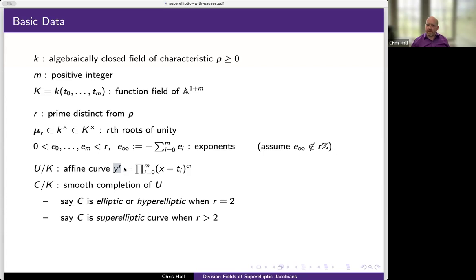These are not exclusive. There are elliptic curves which are superelliptic curves. There are hyperelliptic curves which are superelliptic curves. So minor point, but just something to keep in mind.